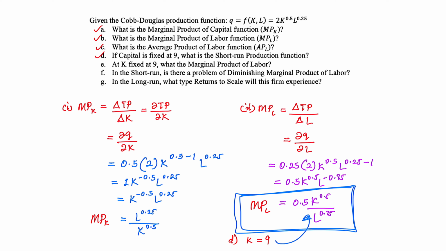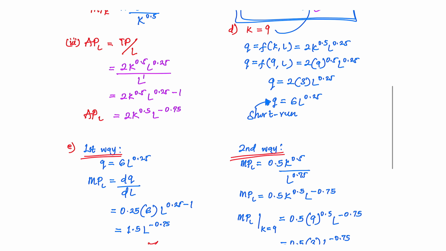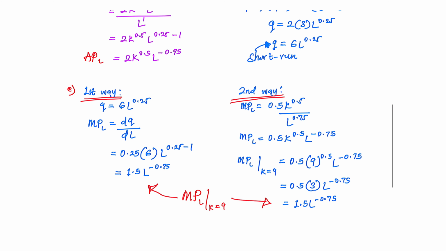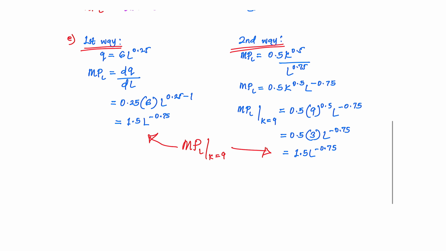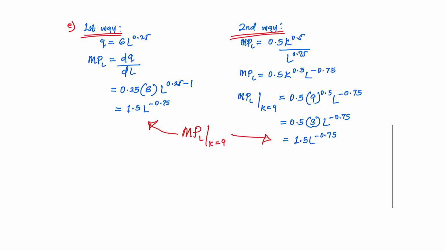And this answers question E. The next question says, in the short run, is there a problem of diminishing marginal product of labor? So diminishing marginal product of labor means as more and more of a variable input is used against a particular fixed input, we expect the marginal product of the varying inputs to diminish over time.